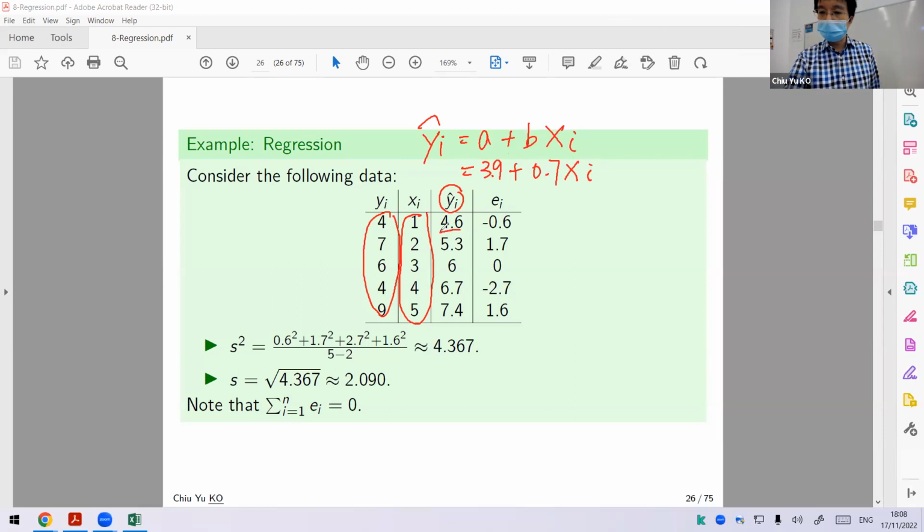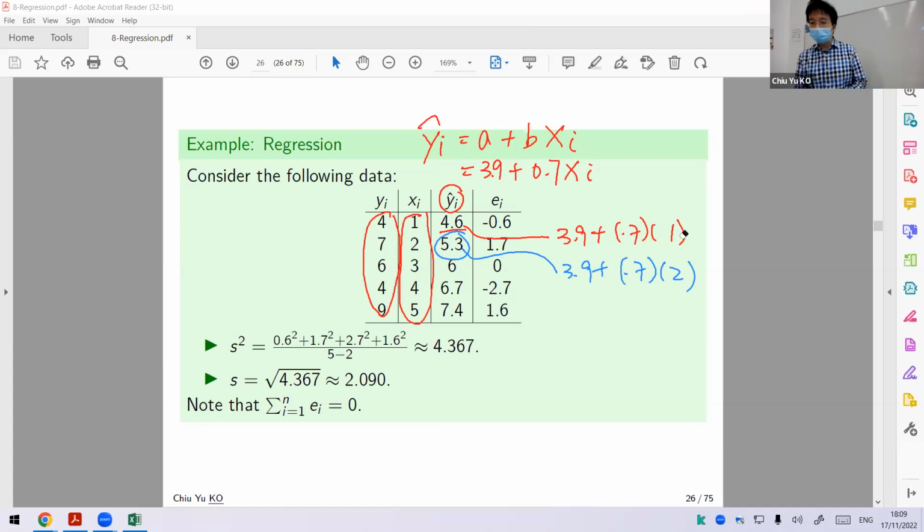So how can you get 4.6? It is 1 times 0.7 plus 3.9, that's 4.6, right? This comes from 3.9 plus 0.7 times 0.1, right? If you get 5.3, it will be 3.9 plus 0.7 times 2. Is that clear how you get the number of y hat, right?